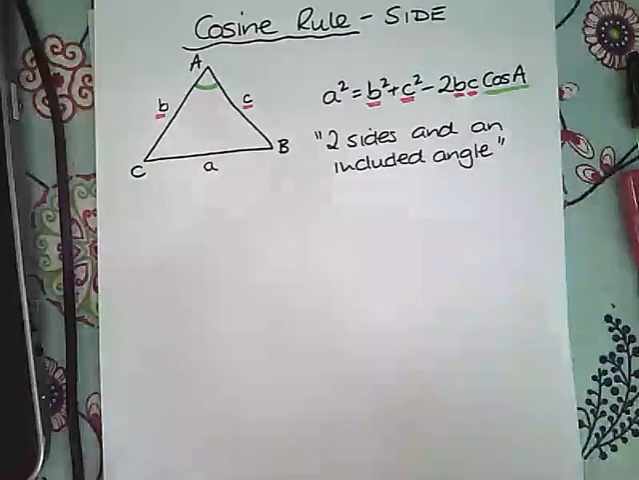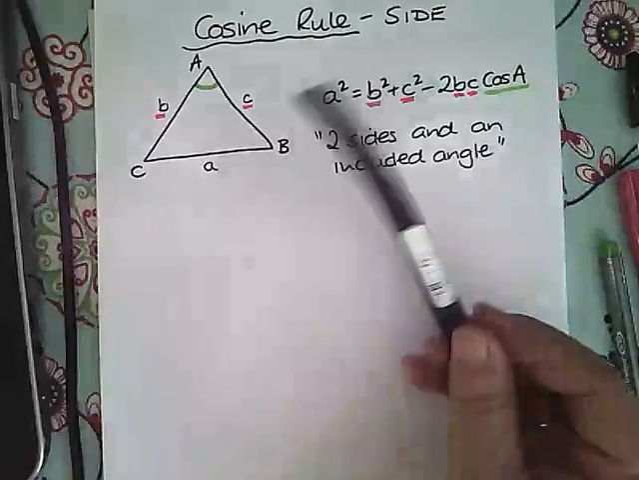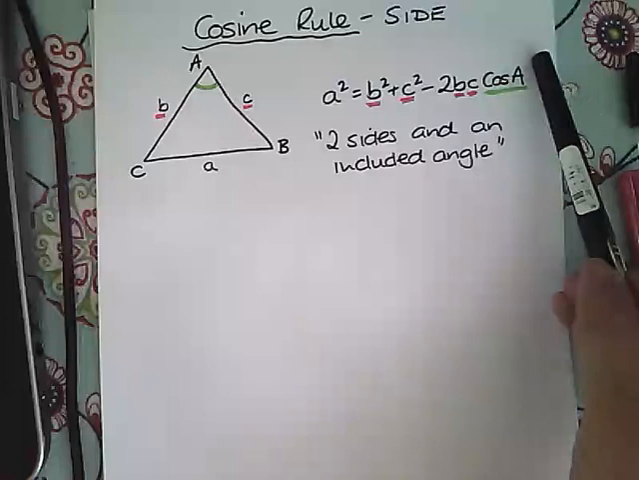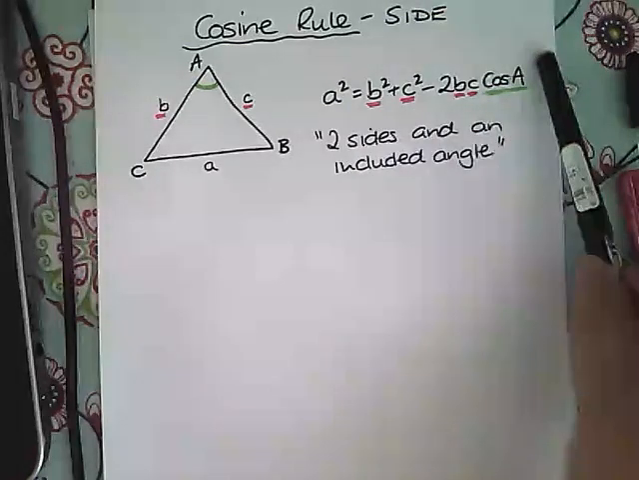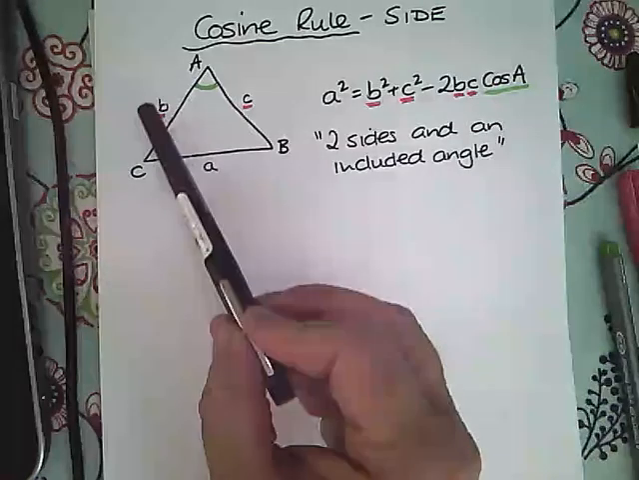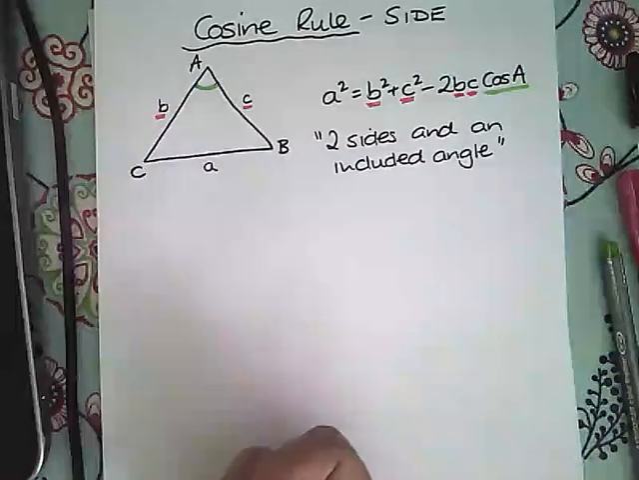Now, the cosine rule can be written a number of different ways. You could have B squared here, you could have C squared here and rearranged, but I find it best to remember just this one form of it, and then always label the sides up to be B and C and the included angle when you're trying to find the side opposite A.